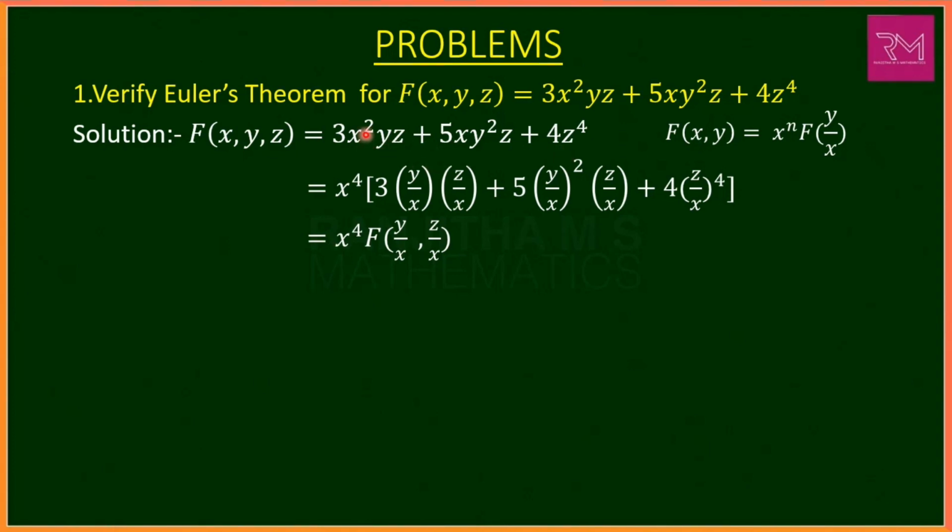Take here as a maximum value x square yz. So we have to take the common value as x power 4. Here if in the place of x square yz we have x cube yz, we have to take the common value as x power 5. We have to note carefully.